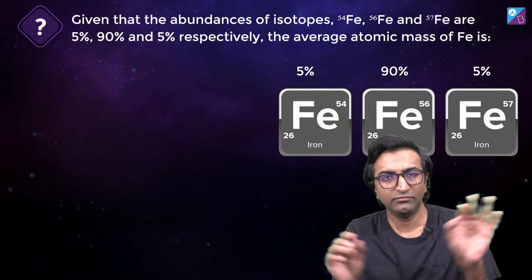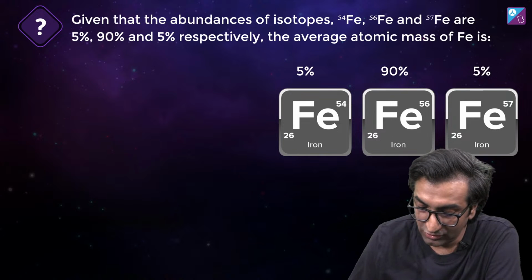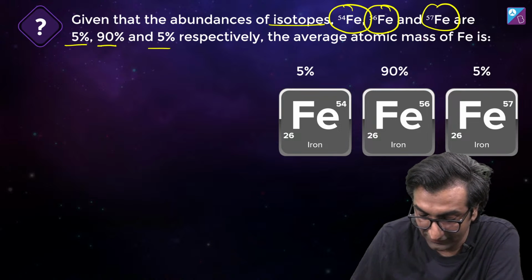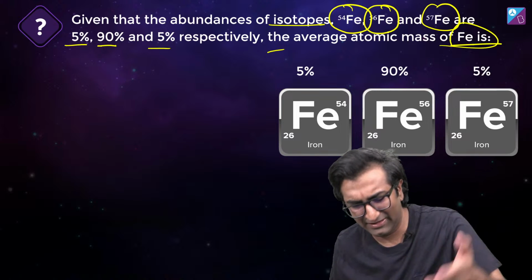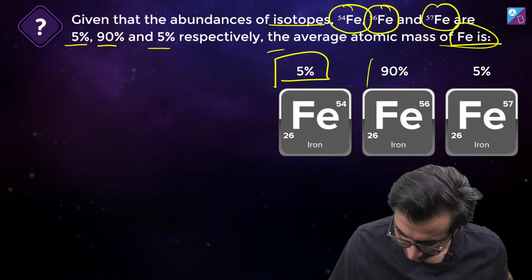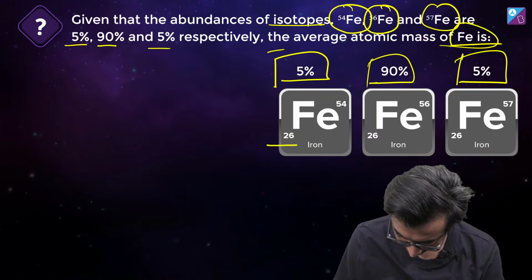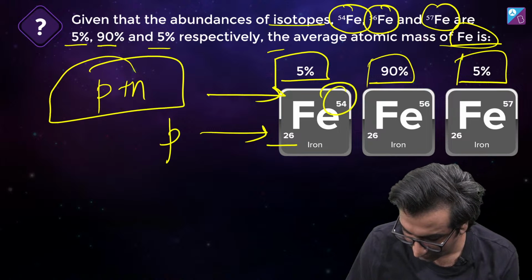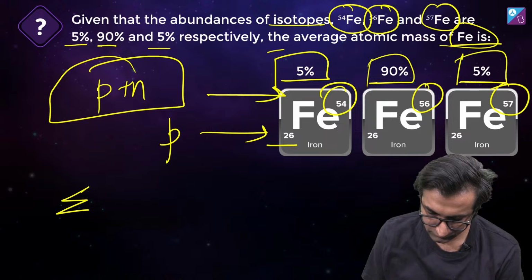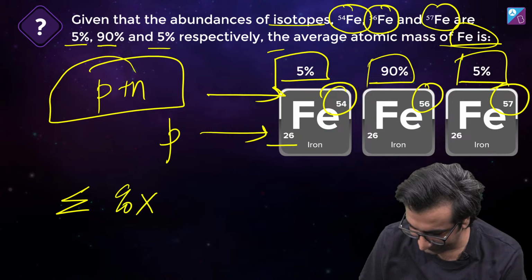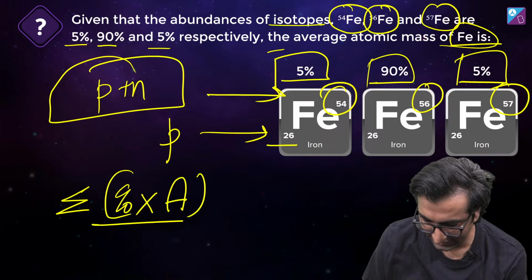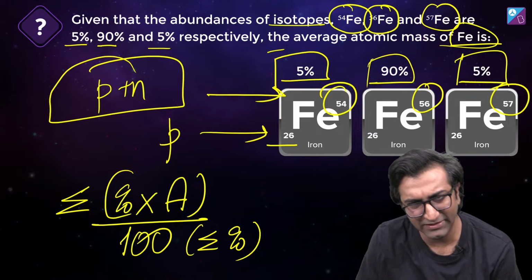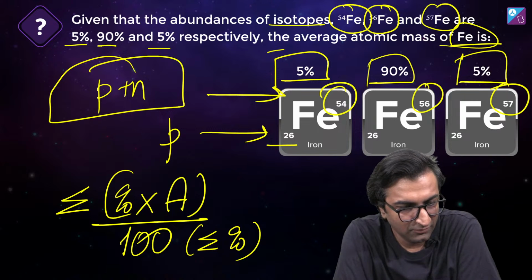Now here, come on, get pen and paper. Abundance of isotopes 54 Fe, 56 Fe, 57 Fe are 5%, 90% and 5% respectively. What is the average atomic mass of Fe? It's very simple, you can do it easily. Look, 5%, 90%, 5%, of what? All of these are protons plus neutrons, which is what I have to focus on. 54, 56, 57. Summation of percentage into A divided by 100. That is the summation of percentage, that's why we write percent, per 100, right? Do it and tell me, please, please.